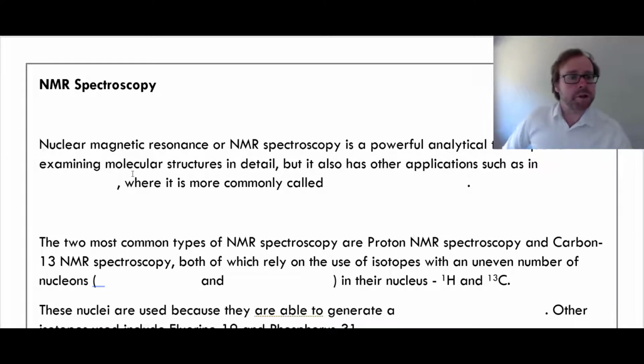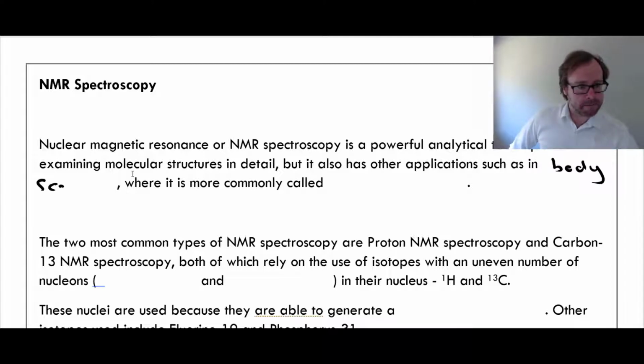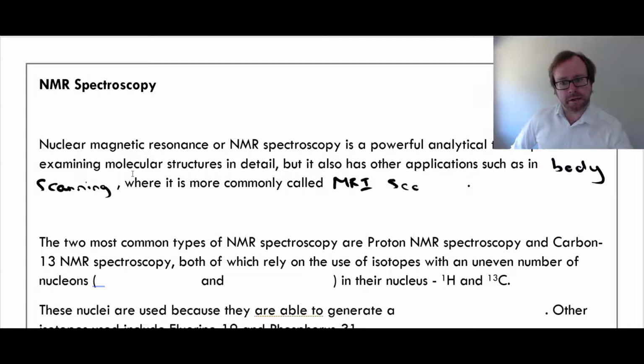NMR spectroscopy stands for nuclear magnetic resonance, and it's a powerful analytical technique for examining molecular structures in detail. But it also has other applications, such as in body scanning, where it is more commonly known as MRI scanning, magnetic resonance imaging, which you may have had done at a hospital if you're unfortunate enough to get an injury.